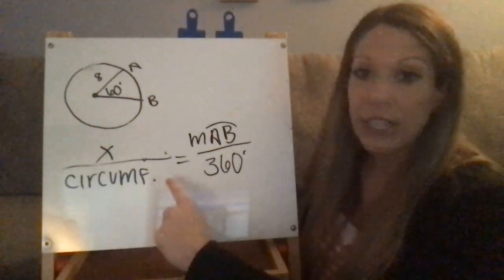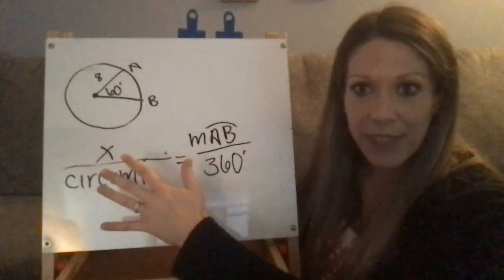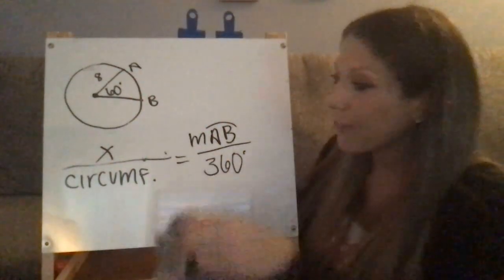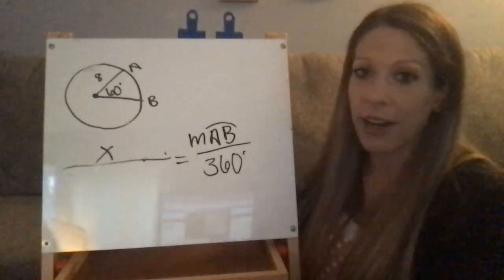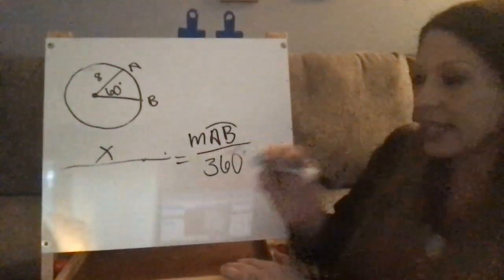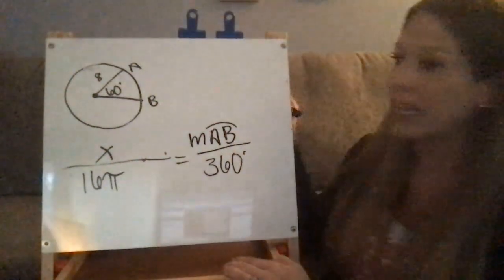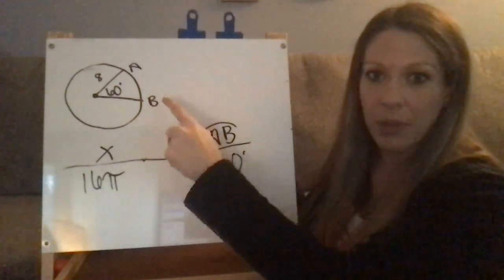We don't technically know the circumference of the circle just by looking at it, but we can find it because we know the radius is 8. So the circumference of this circle, 2 pi r, is 2 times pi times 8, or 16 pi. So the distance around the whole circle is 16 pi. We don't know the distance from A to B; that's what we're looking for.